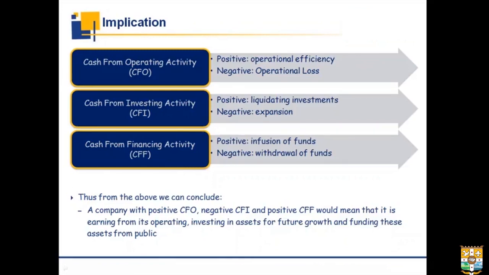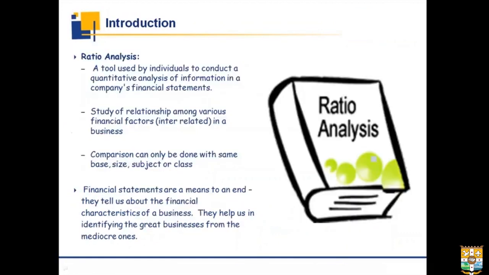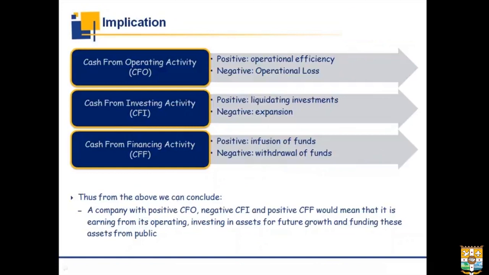Say I am running a plant of 1 million ton and I am in the process of setting up 1 more million ton plant. The amount of investment required for setting up one more million ton plant can come out of my existing or past profits, or for that purpose I may need to borrow capital either from outside or from owners. So that is cash from financing activities.